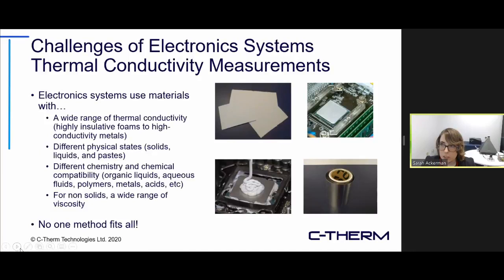And so one of the questions I get a lot in my role at C-Therm in the lab division is, well, what one method is going to test everything that I need and collect good data? And the short answer is none. There are some methods that are more versatile than others, and certainly there's methods that can do a lot, but there is no one size fits all when it comes to thermal conductivity testing. You really need to make sure you're picking the right method for the situation.